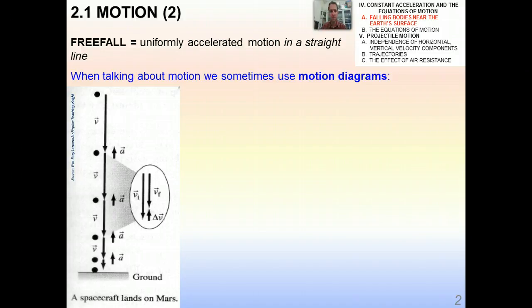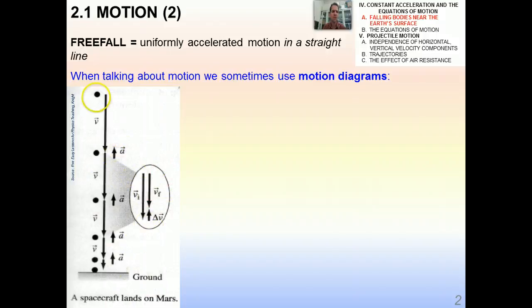When we talk about motion, we sometimes use what are called motion diagrams. What this is, basically, is the vector sum of VF and negative VI, which always gives you a change in V, a change in velocity. And remember, the direction of that change in velocity vector always points in the same direction as your acceleration.